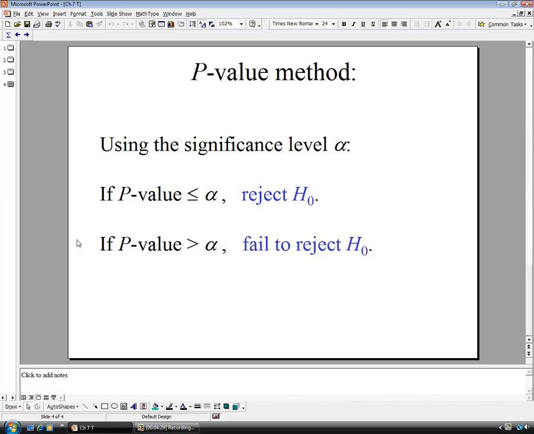And once again, our p-value method works the same way. If the p-value is very low, less than our significance level, we'll reject. Otherwise, we will fail to reject.